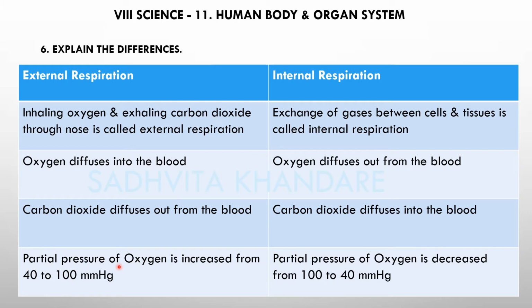Partial pressure of oxygen is increased from 40 to 100 millimeter of mercury. Hg means mercury. Partial pressure of oxygen is decreased from 100 to 40 mm Hg. Here the pressure is increasing, here the pressure is decreasing.